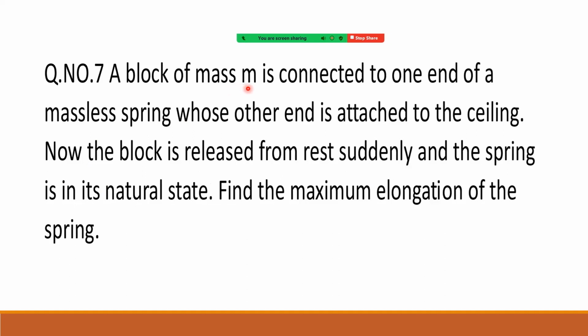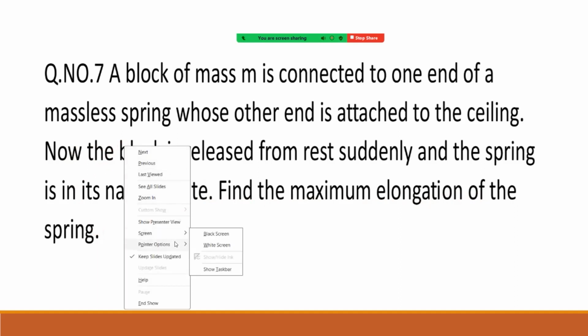A block of mass m is connected to one end of a massless spring whose other end is attached to the ceiling. Now the block is released from rest suddenly and the spring is in its natural state. That means at the time of releasing, the spring was in its natural state, meaning no compression, no elongation. Find the maximum elongation of the spring. See how we start the problem.